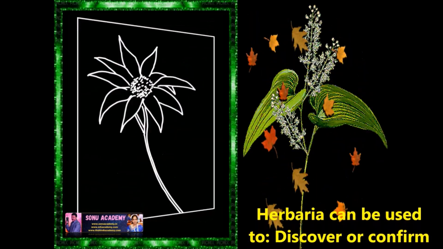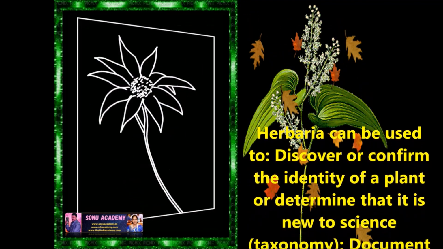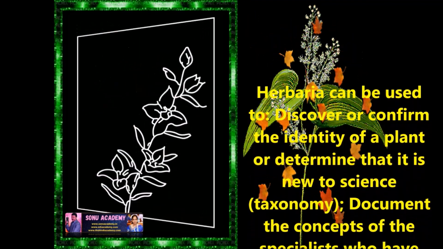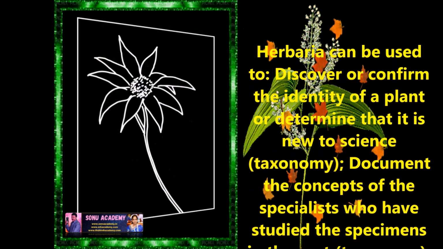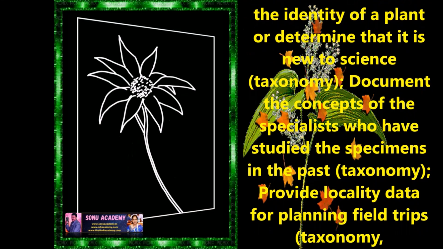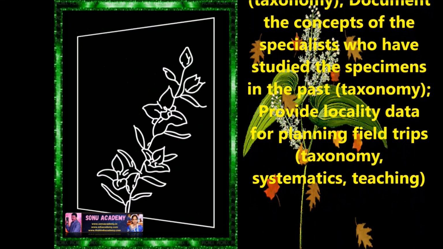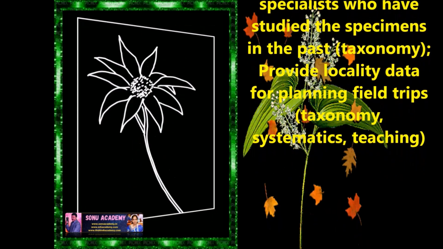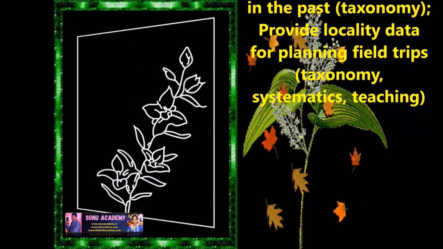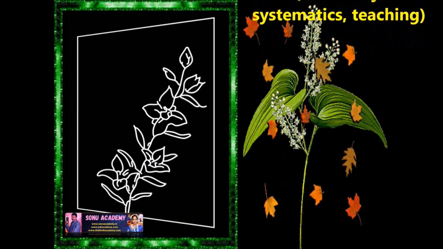Children, now let us discuss what is the use of herbarium. Herbaria can be used to discover or confirm the identity of a plant or determine that it is new to science, taxonomy, document the concepts of the specialists who have studied the specimens in the past, taxonomy, provide locality data for planning field trips, taxonomy, systematics, teaching, etc.